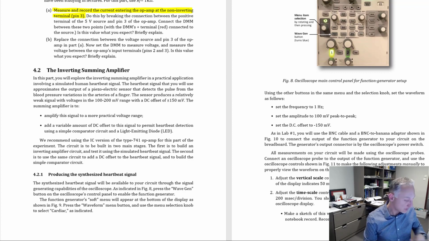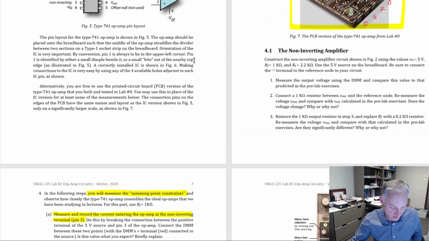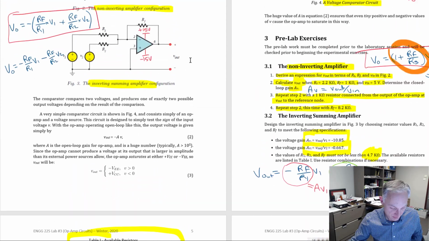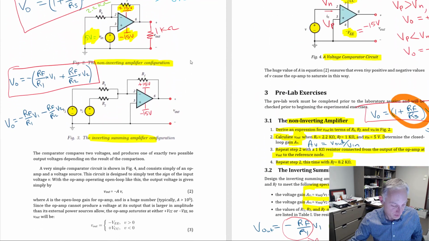So this is a non-inverting op amp, right? So let's just, well, I could just go back up to the drawing, so I don't have to redraw it. Over here we're going to be checking what's going into the non-inverting terminal.